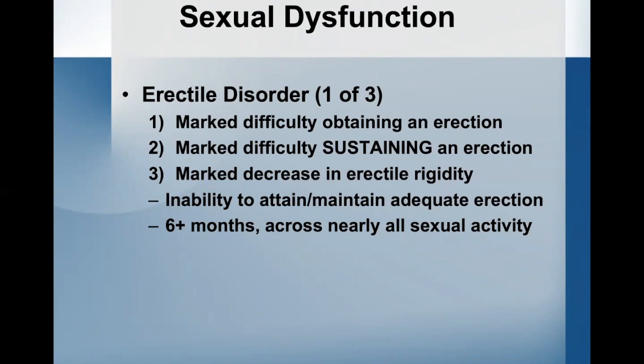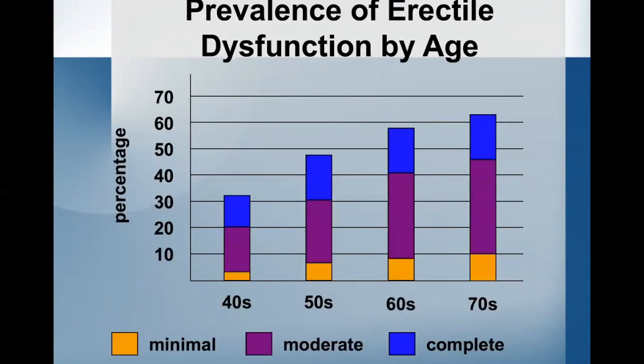Here, individuals have difficulty obtaining an erection, or they may have difficulty sustaining or keeping their erection. As a result, they see that they do not have the same kind of erectile rigidity, and they are unable to maintain or even attain in the first place an adequate erection. This needs to go on for at least 6 months and happens across all types of sexual activity. We know that erectile dysfunction does increase with age.